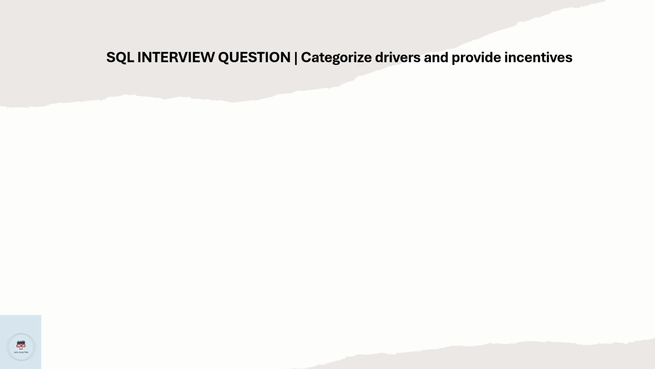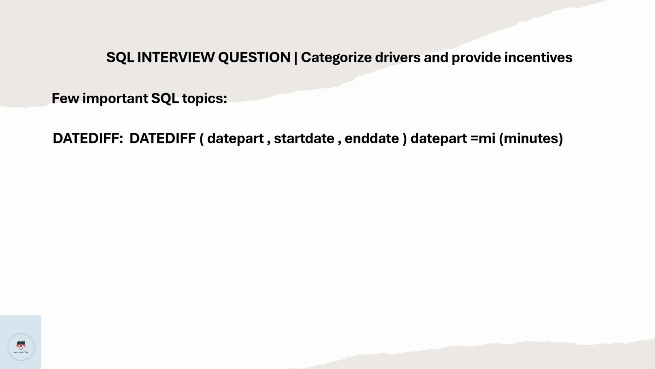Before we solve the question, let's cover some important SQL topics. First is the DATEDIFF function. DATEDIFF is used to calculate the difference between two dates. If you want the output in hours, minutes, days, months, years or seconds, whatever way you want, you need to mention that here in the date part. In our case, we want it in minutes, so we'll mention mi. And the start date and end date are nothing but the start time and end time.